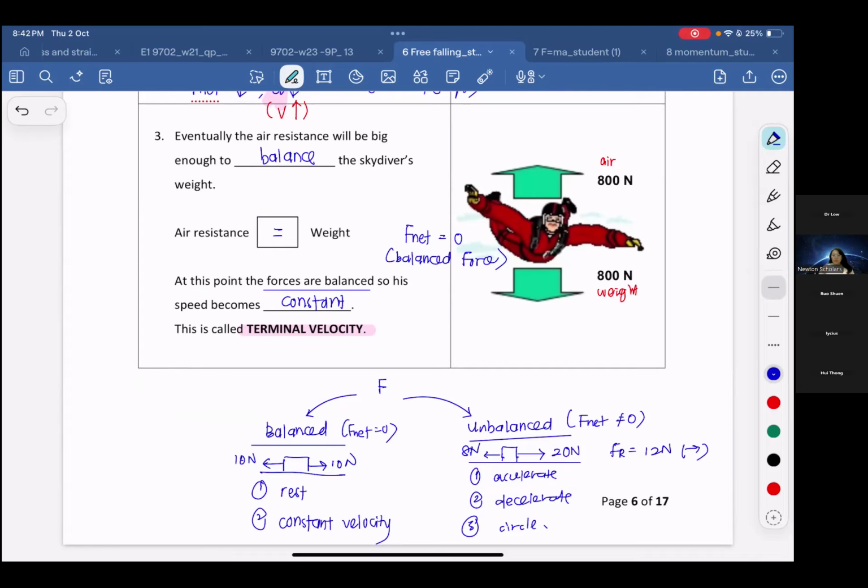Okay, done. Then boys and girls, this is the first part, okay? Before it opens the parachute, according to the video just now, we are reaching 55 meters per second. Now we go to the next page. Can we go to page 7?